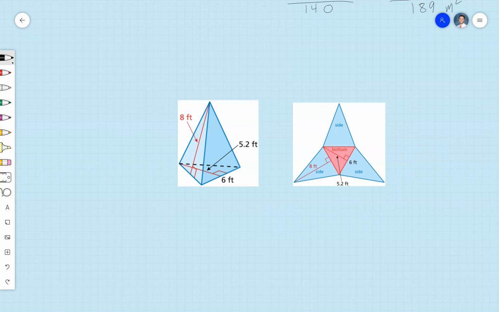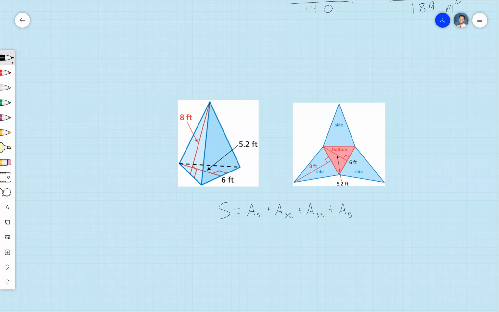Let's now look at a triangular pyramid. So again, you'll notice this time a triangular pyramid has a triangular base and then 3 identical triangles making up the 3 sides here. So let's remember that our surface area will be equal to the area of all of our faces. So that'll be the area of side 1 plus the area of side 2 plus the area of side 3 plus the area of our base. So if we find those 4 areas, we can find our surface area.